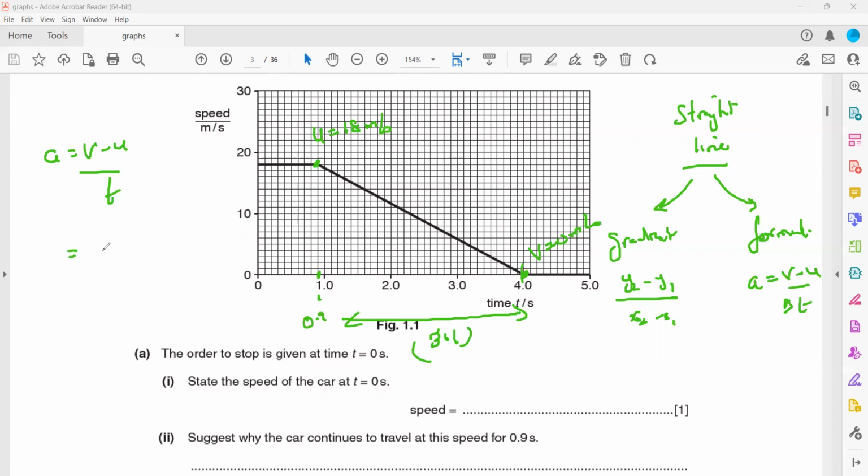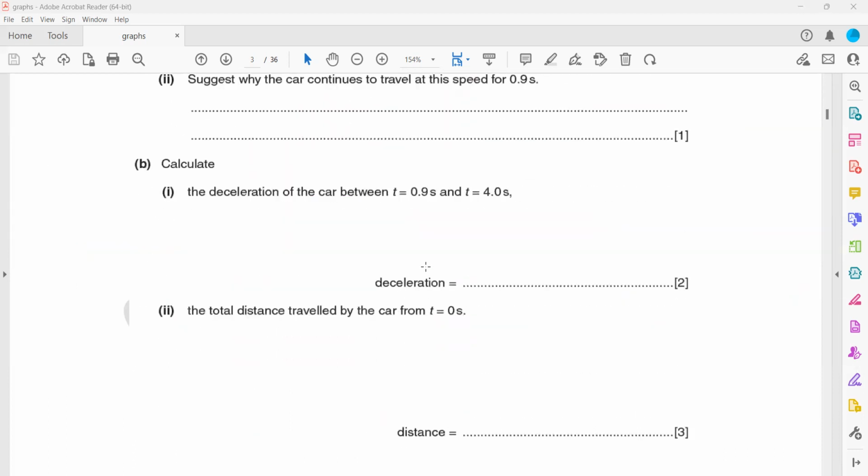So final speed, that is 0, minus initial speed, that is 18, divided by 3.1. We'll get a negative answer, which is 5.8 meters per second squared. So we can just write 5.8 meters per second squared. No need for a negative sign, as they already mentioned it is a deceleration. One mark is for writing the formula or using the gradient, and one mark is for getting the correct answer.